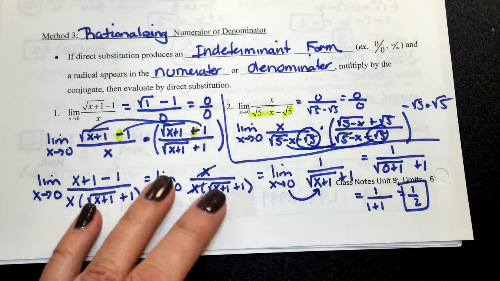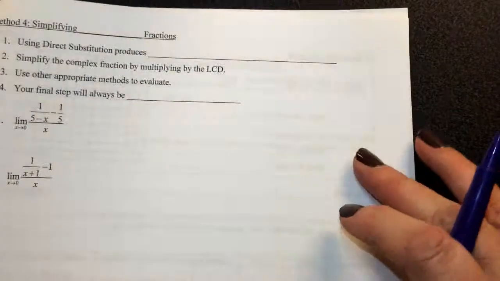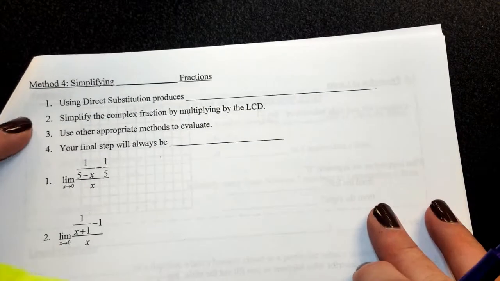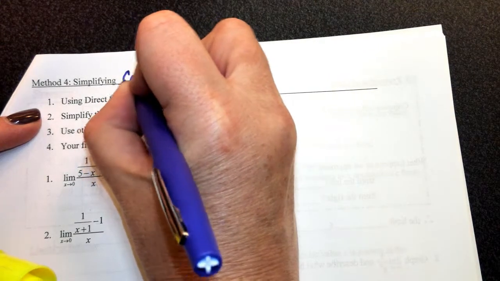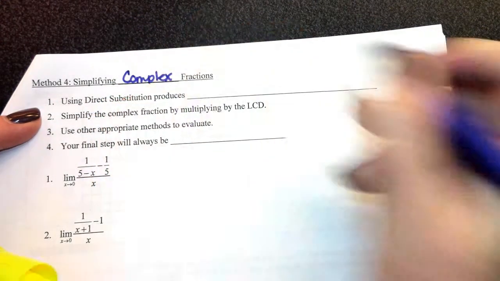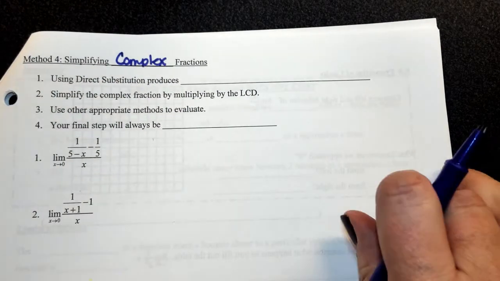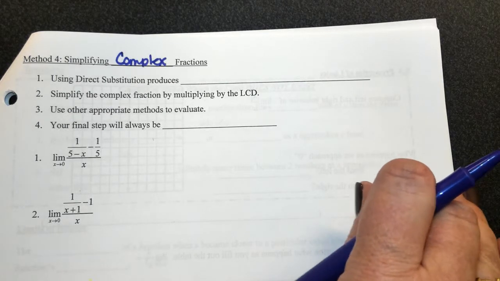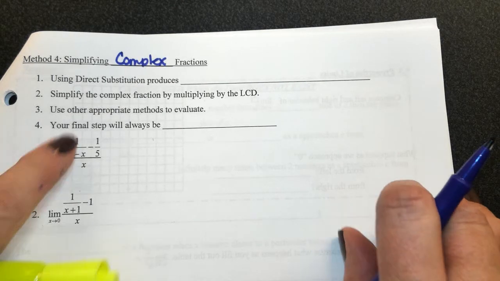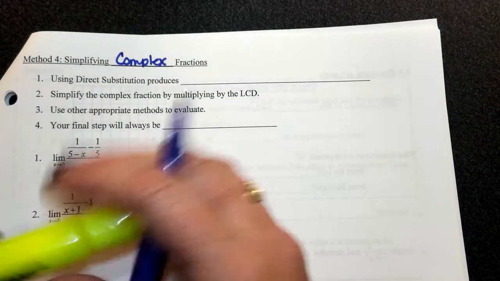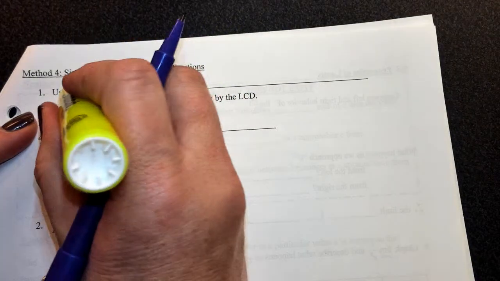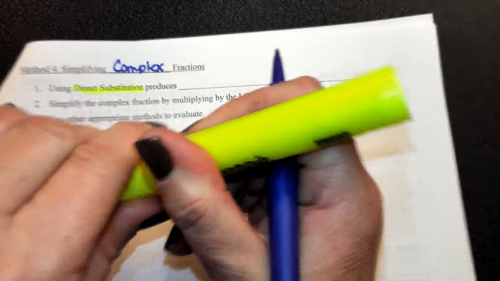All right, so any questions on rationalizing? All right, last technique, complex fractions. Remember, a complex fraction is when you have a fraction in the numerator or the denominator. Again, we still always try direct substitution first. You always try direct substitution.